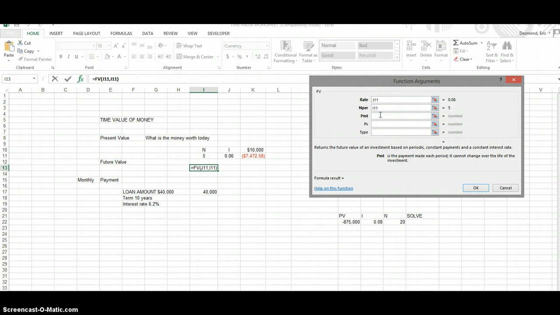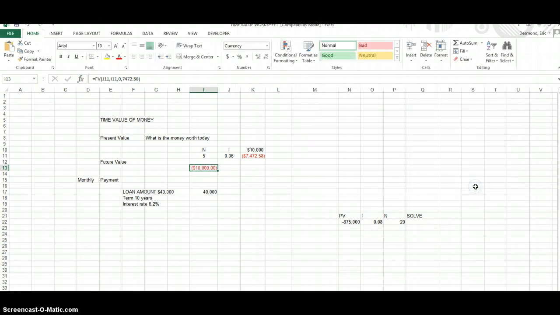Payments are 0. That would apply if you were earning monthly payments, but you're not. Present value is 7,472.58. And there it is. That means the math is correct.